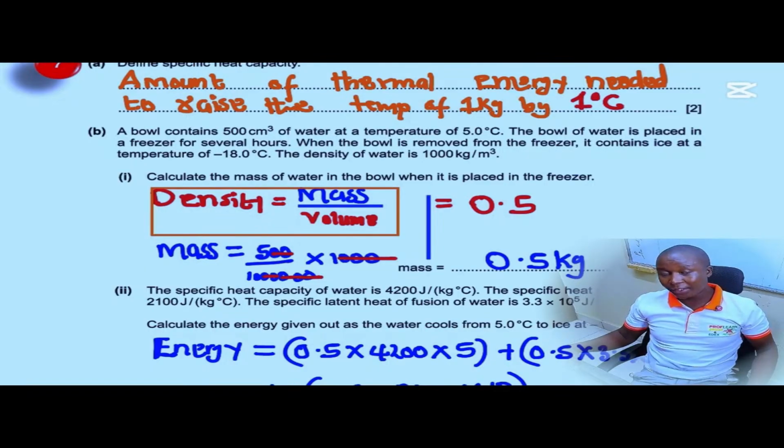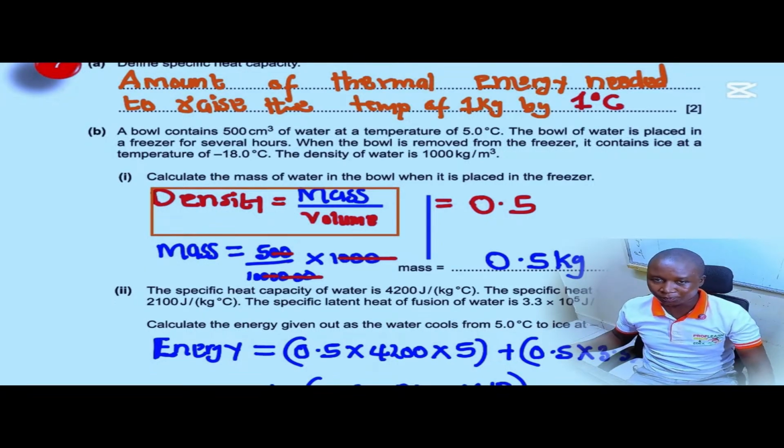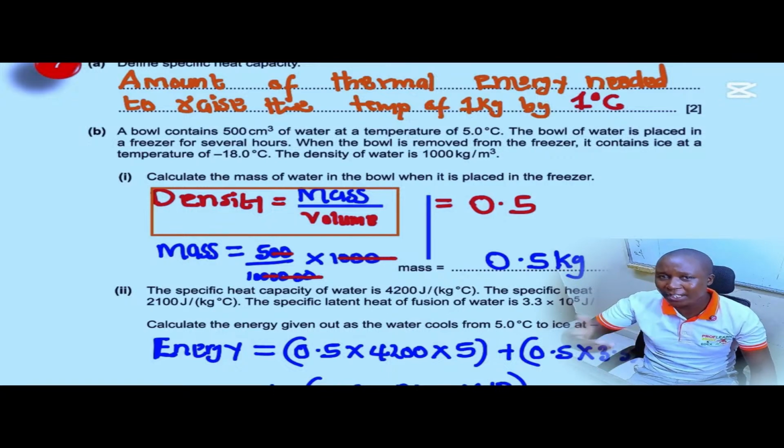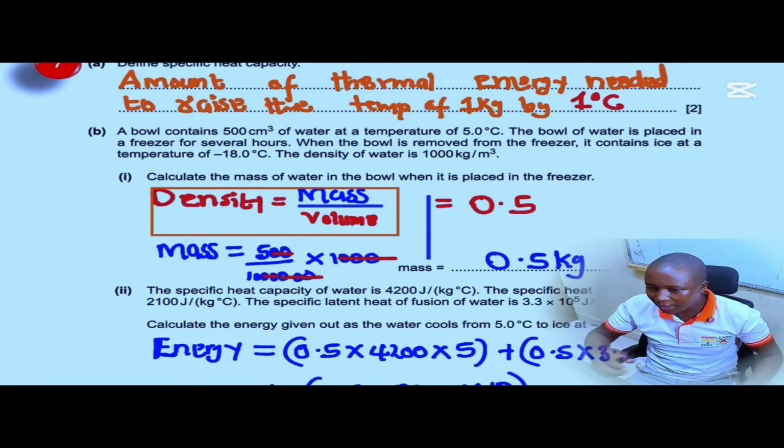It's very cold here. I'm just having a cup of coffee just to raise a little bit the thermal energy of the body. Yeah, it raises a little bit the thermal energy.